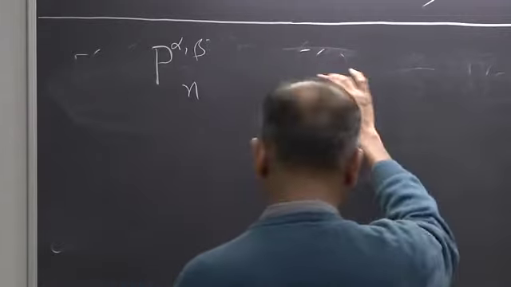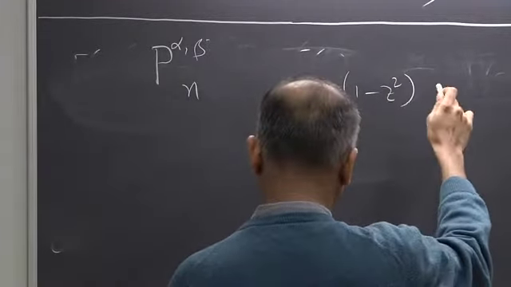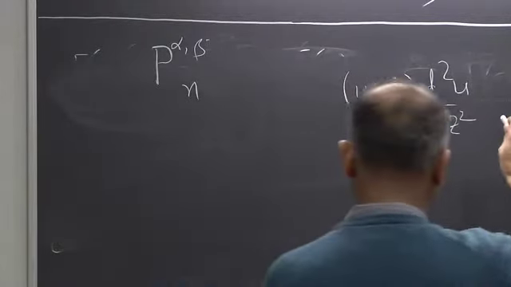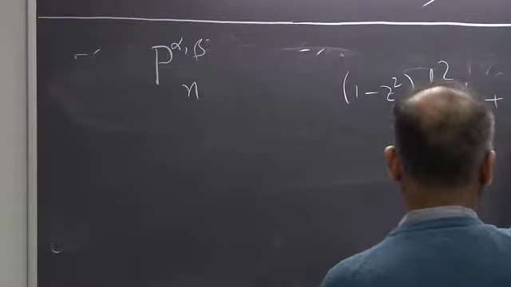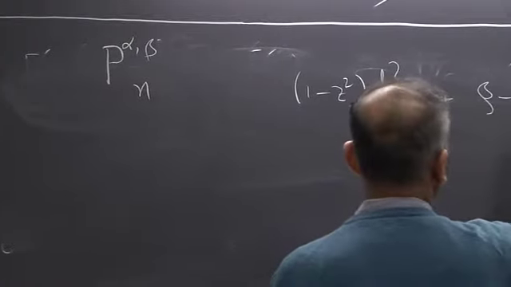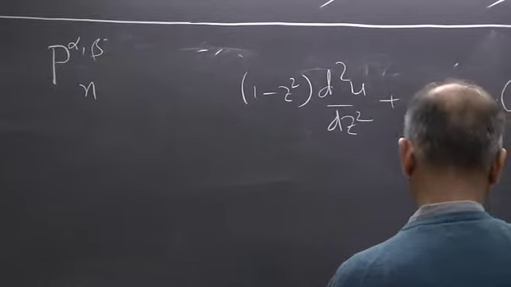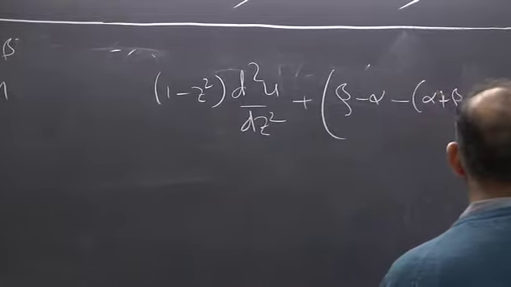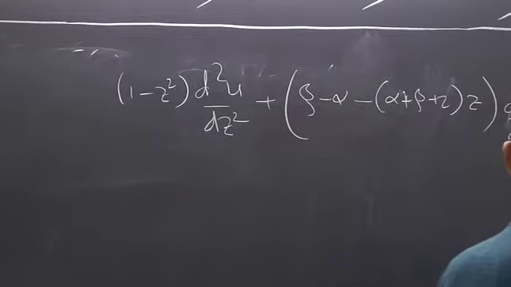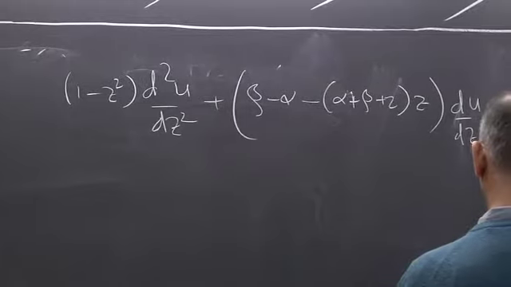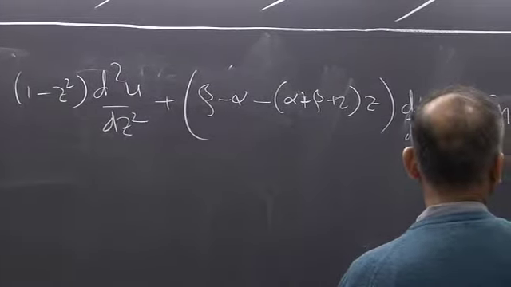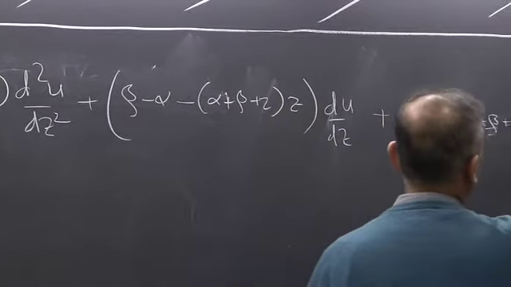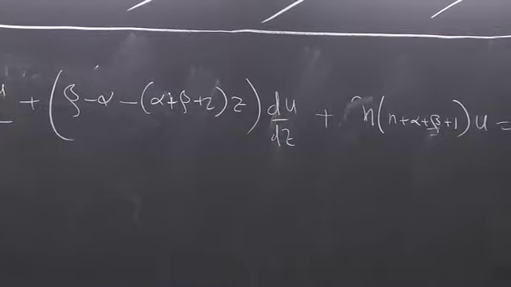So this satisfied the differential equation: 1 minus z squared d2u by dz2, u being this P, plus beta minus alpha plus beta plus 2 times z du by dz, and then plus n times n plus alpha plus beta plus 1. This was the equation that this P was satisfying.